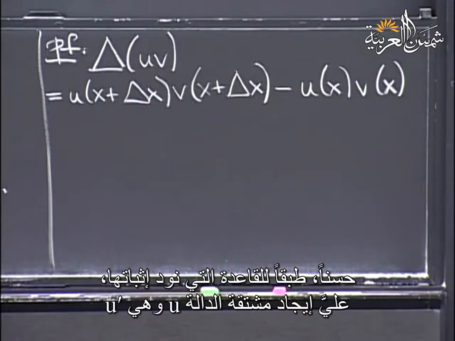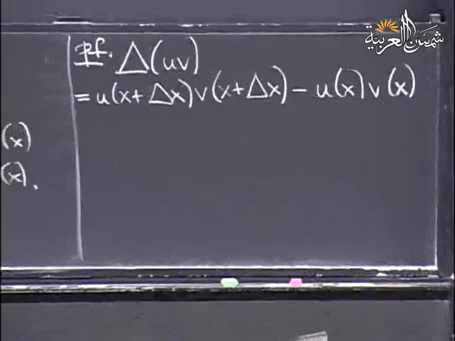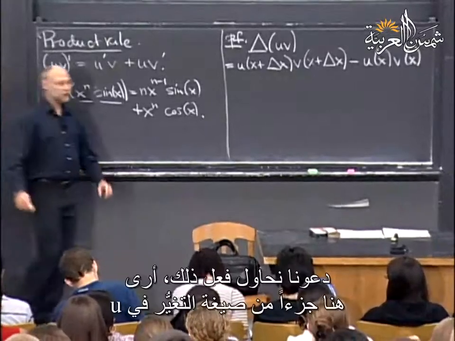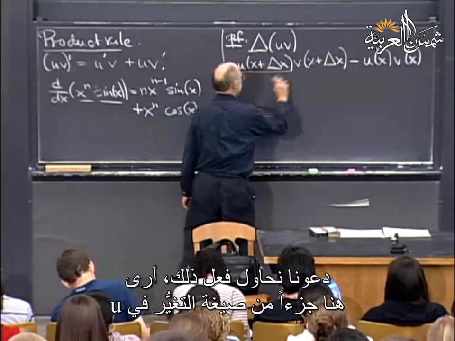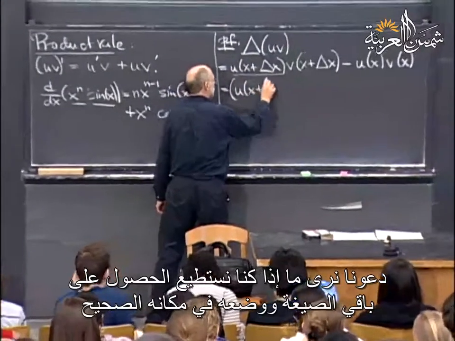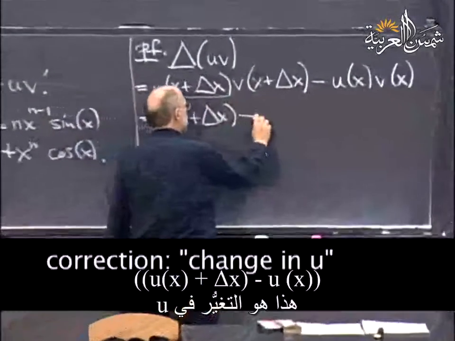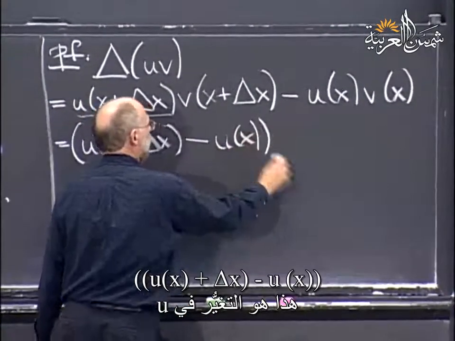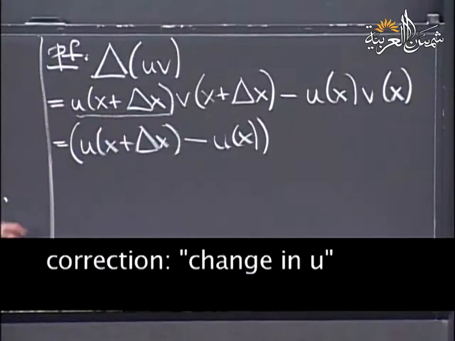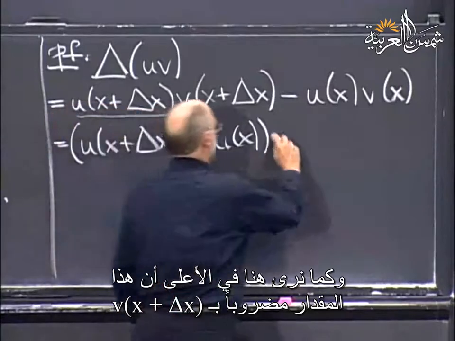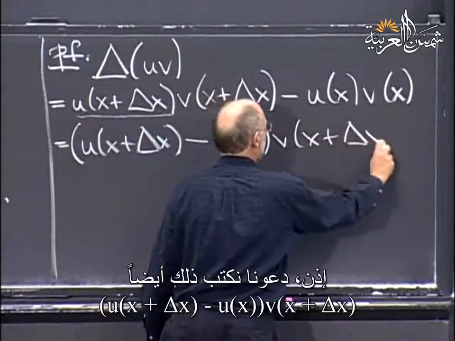Okay. Now, according to the rule we're trying to prove, I have to get u prime involved. So I want to involve the change in u alone by itself. Let's just try that. I see part of the formula for the change in u right there. Let's see if we can get the rest of it in place. So the change in u is u of x plus delta x minus u of x, right? That's the change in u. It occurs, this part of it occurs up here multiplied by v of x plus delta x. So let's put that in too.